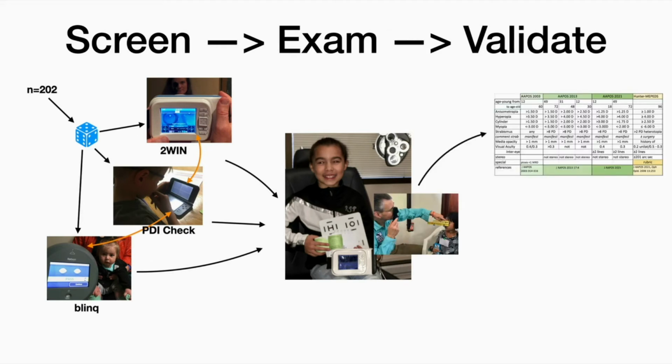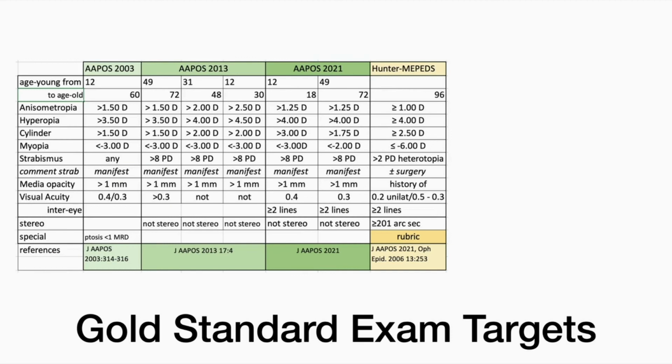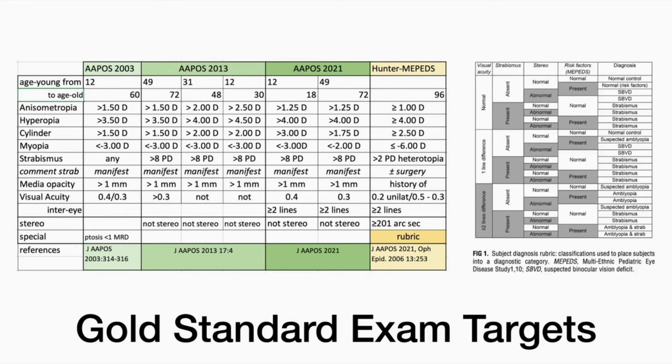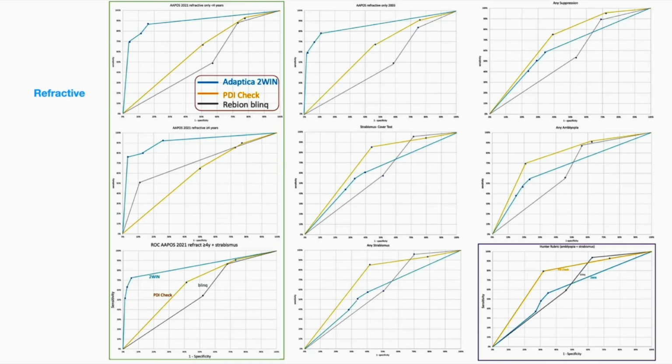These were then compared to uniform outcome targets from which receiver-operator characteristic curves, or ROC curves, could be compared. We used the AAPOS most recent uniform guideline target and also the Hunter 24-point rubric target. The refractive amblyopia risk factors were best targeted by the photo screener.